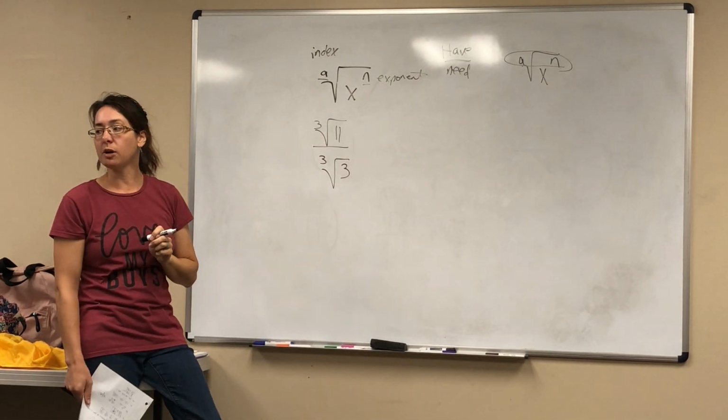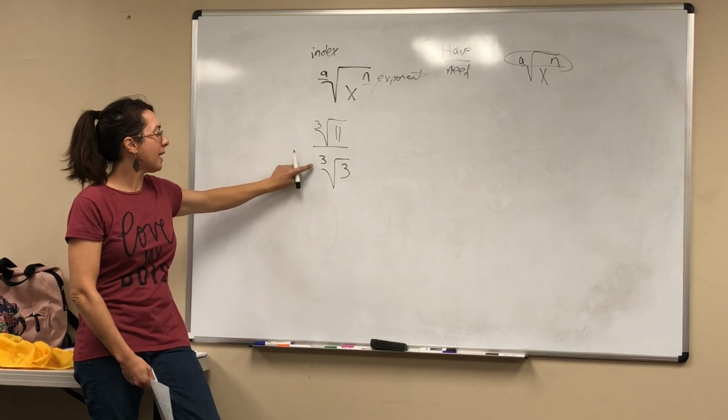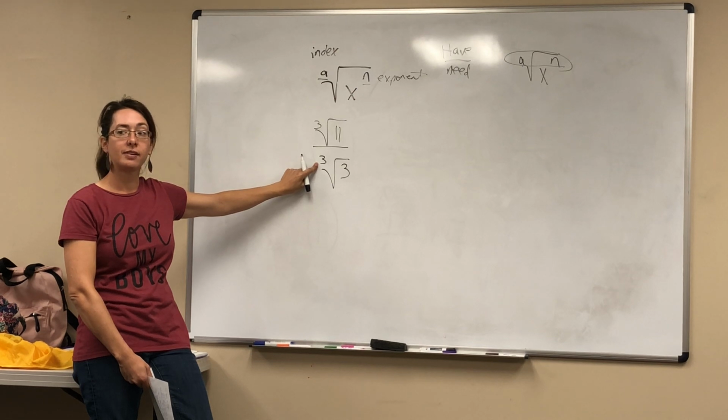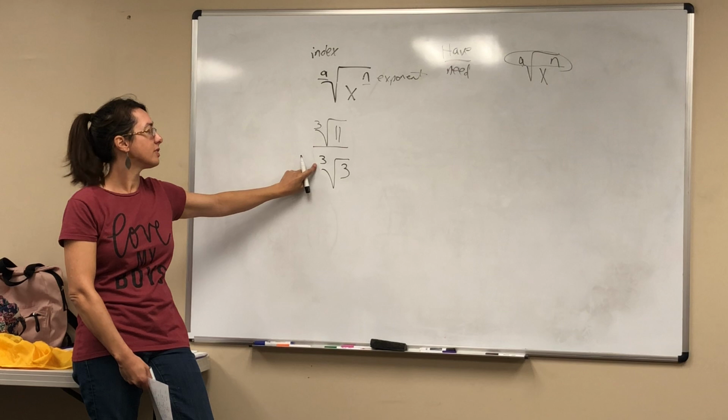Okay. So same concept here. This tells me how many do I need? What is my index? 3. A third root.